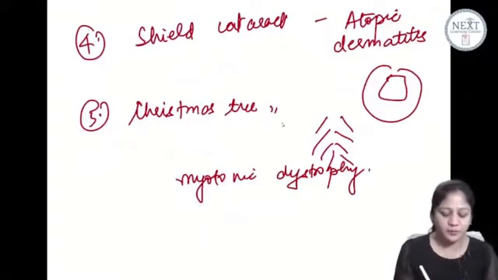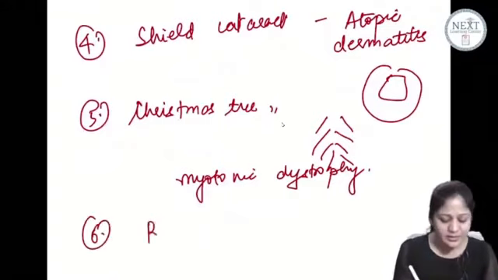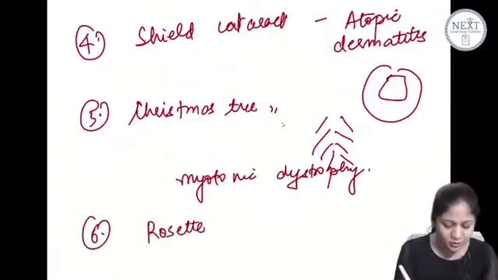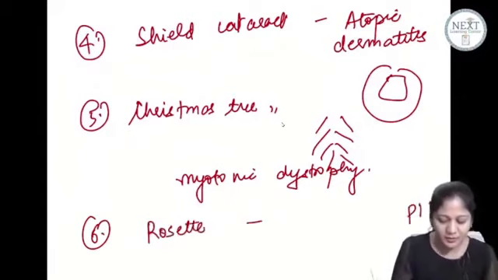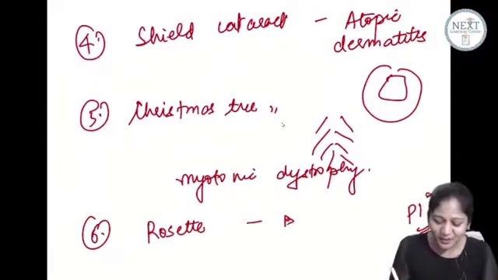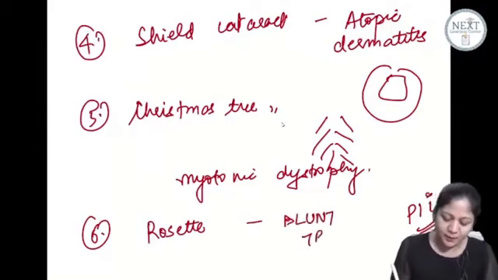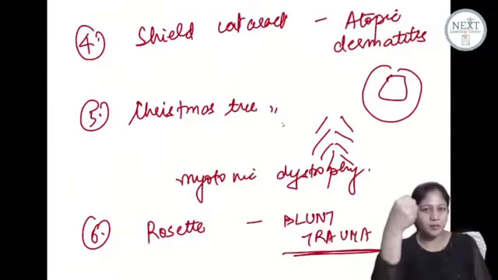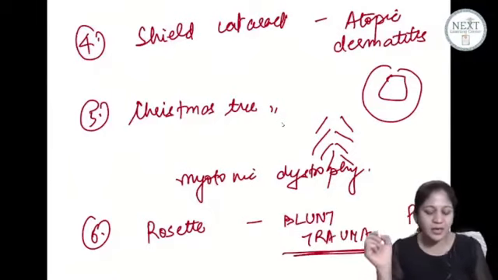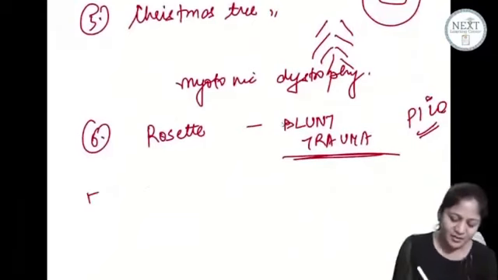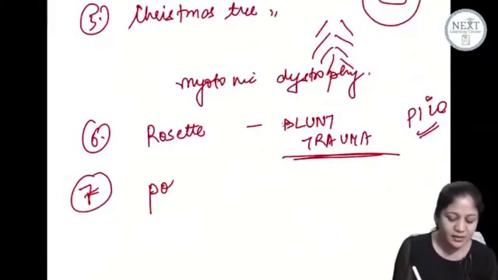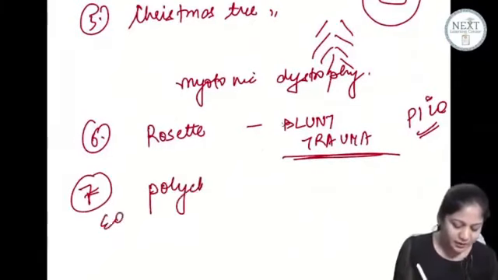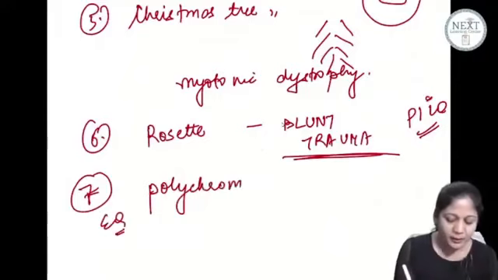Myotonic dystrophy. The next one is very important as a picture question, a rosette-shaped cataract. It's a picture question also. Specifically, which trauma? It is blunt trauma. Very good, Dr. Imam. Specifically in a blunt trauma. Blunt trauma means mainly a fist injury. Beware of those fist injuries, guys. The next one is a special expected question, polychromatic luster.